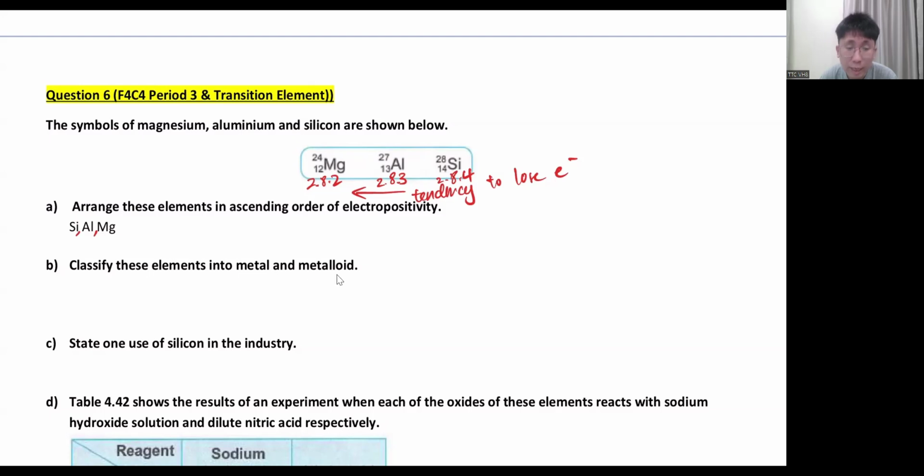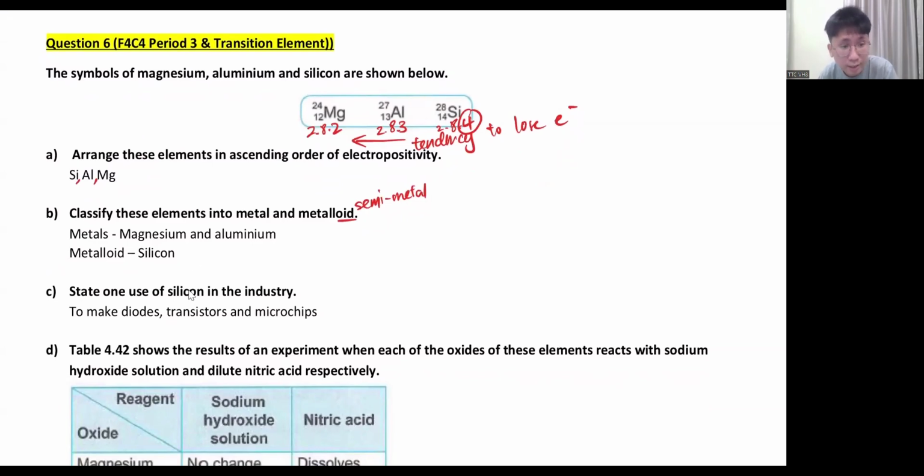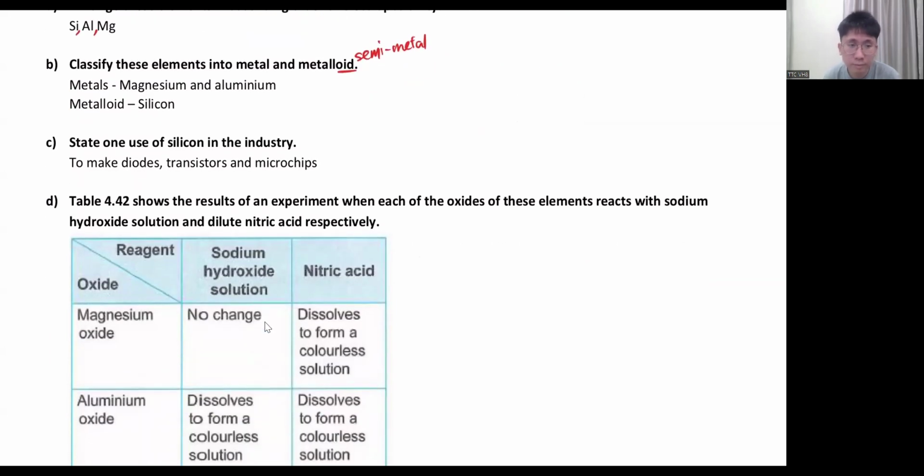Classify these elements into metal and metalloid. So guys, who is metal? I will say magnesium and aluminium are metals. Then metalloid is what, guys? Metalloid means semi-metal. And who is semi-metal? Usually it is group 14. So group 14, this is the only one, silicon. So we say that the metalloid is silicon. State one use of silicon in the industry. As we mentioned, silicon is used for microchips, used in many different situations. I'll say microchips is one of the easiest answers. Diodes, transistors, microchips, all the electronics contain silicon. So you can go with one of the electronics.